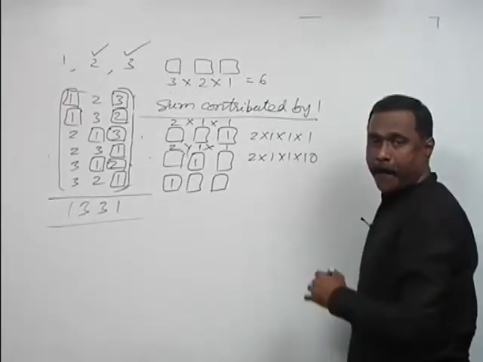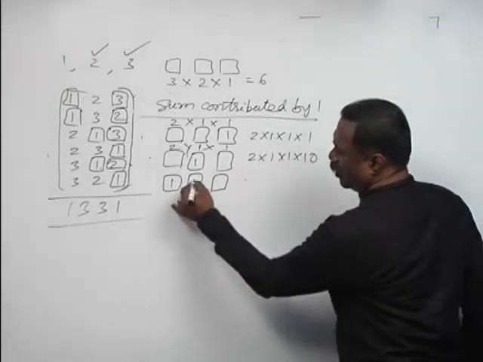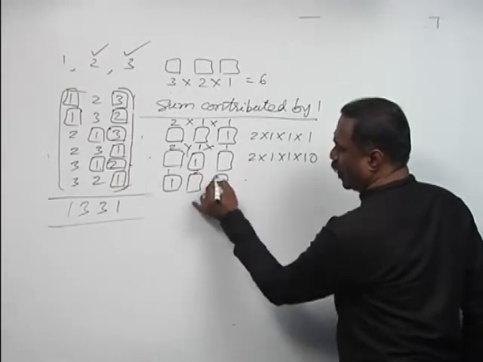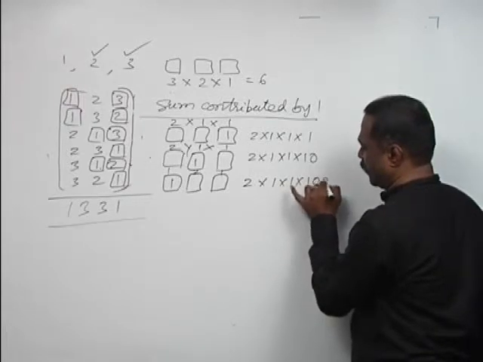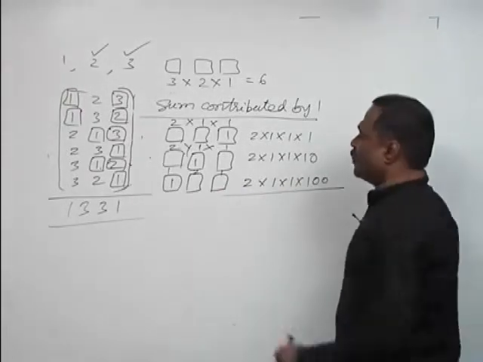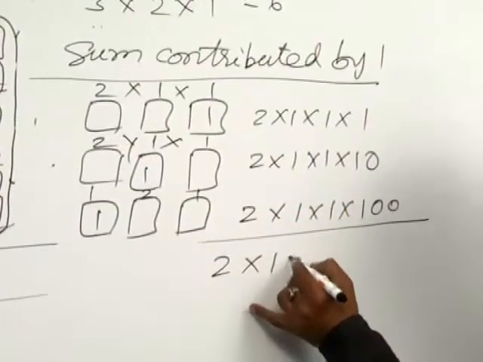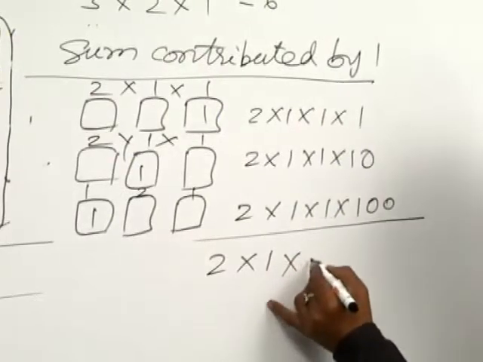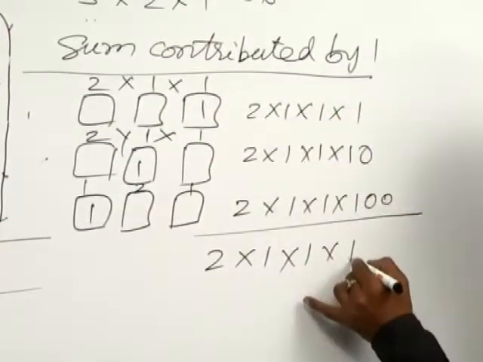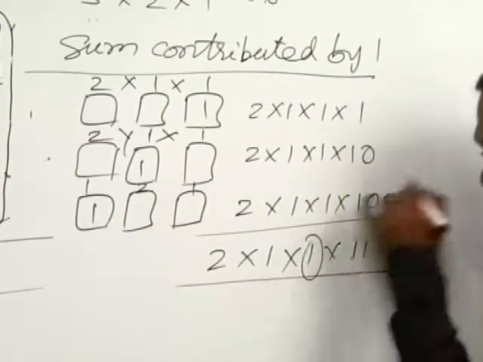Similarly, this is also 2, 1, 1. This is also 2 into 1 into 1 into 100. If you add all this, what will you be getting? It is 111. This is the sum contributed by 1.